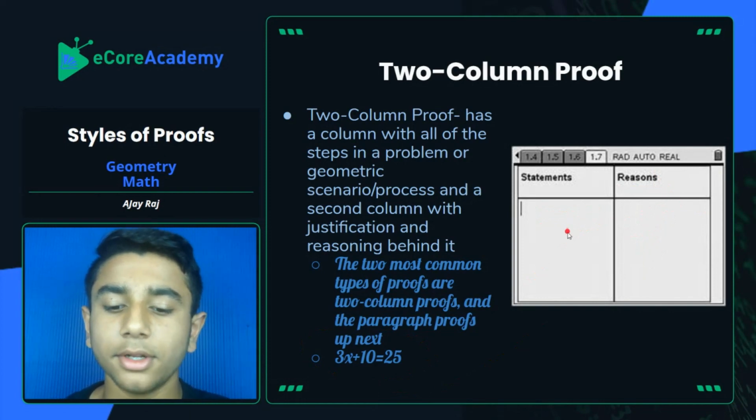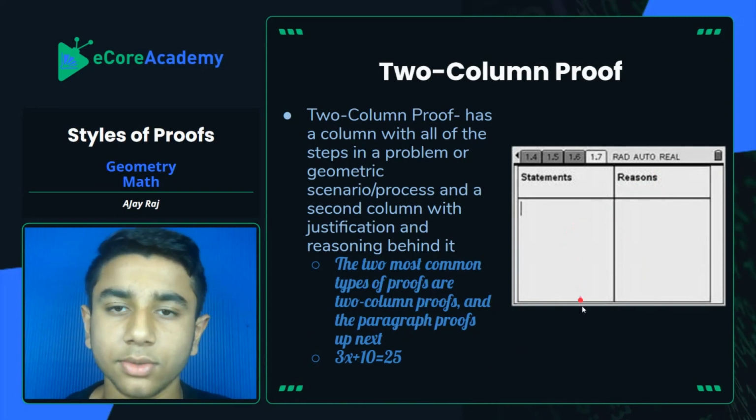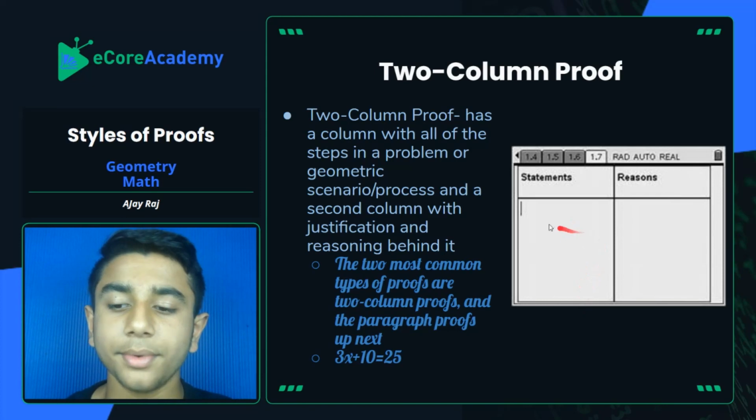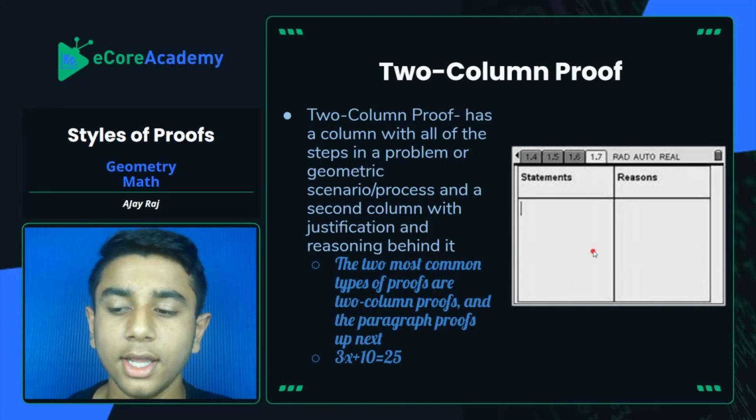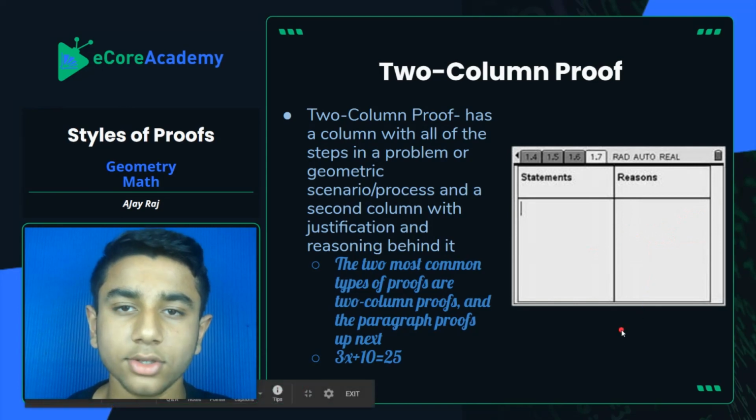The next step that we're going to do is subtract 10 from each side because we're trying to isolate the variable. So we're going to subtract 10 from 3x plus 10 and subtract 10 from 25 so that we get 3x equals 15. And we're going to put that right here in our statement side. And then our reasoning for that second step would be the subtraction property of equality, because we're trying to level out the equations. And since we're subtracting from one side, we always subtract the same value from the other side to maintain equality.